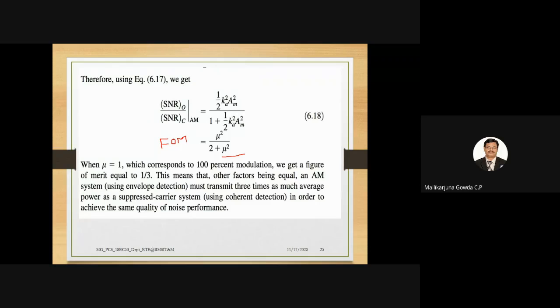So what I wanted to convey here is when mu is 1, which means 100% modulation, what would be the value of the figure of merit? It is equal to 1 by 3. When the value of mu is 1, it will be 1 divided by 2 plus 1, which means 1 by 3. It is 33% only, right? And this we also discussed during the first module.